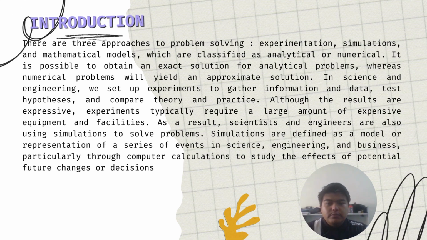There are three approaches to problem solving: experimentation, simulation, and mathematical model, which are classified as analytical or numerical. It is possible to obtain an exact solution for an analytical problem, whereas a numerical problem will yield an approximate solution. In science and engineering, we set up experiments to gather information and data, test hypotheses, and compare theory and practice of all sorts. The results are expensive: experiments typically require a large amount of expensive equipment and facilities.